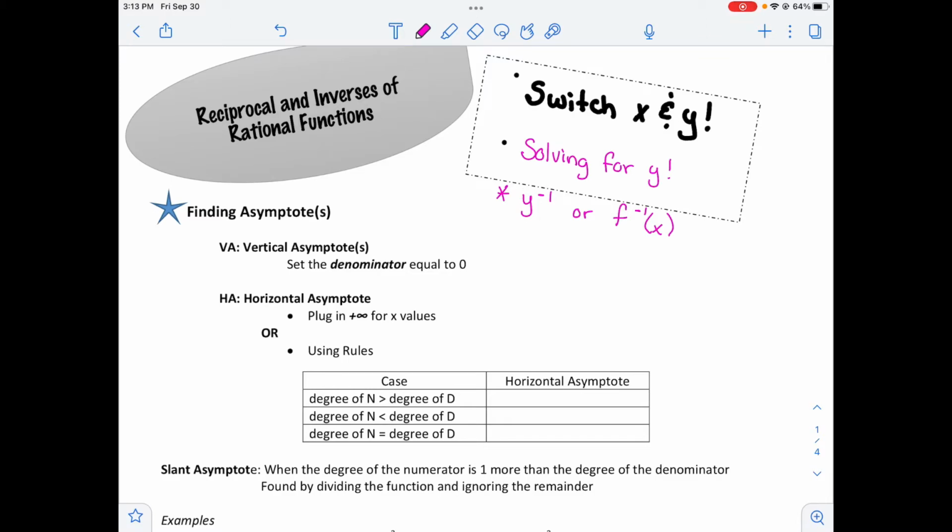To find horizontal asymptotes, there's a couple of ways. Some people like to plug in positive infinity for the x values and then solve and see where that goes to know what the value is going to be. But remember that horizontal asymptotes are actually an equation. They're a line, they're a place. So when we think about where those are, horizontal is y. So we're getting something that's y equals.